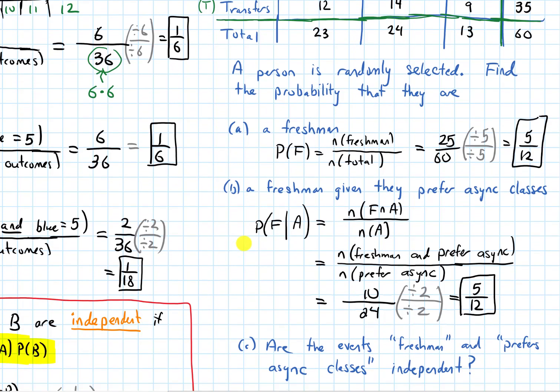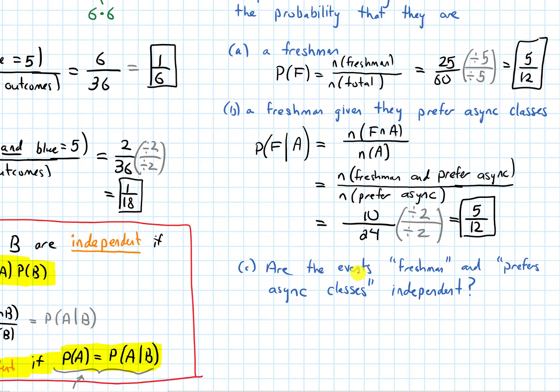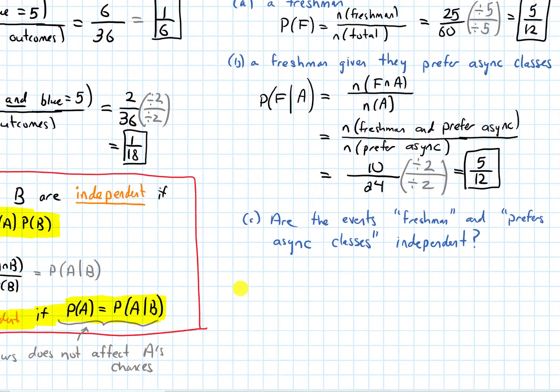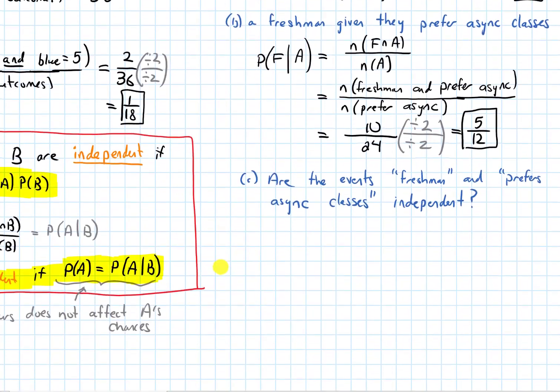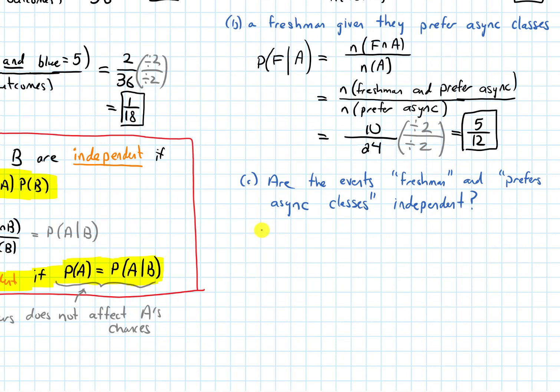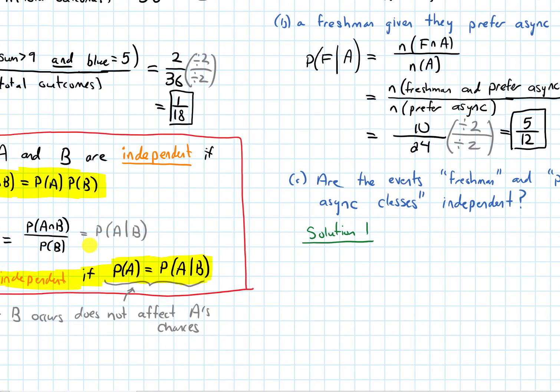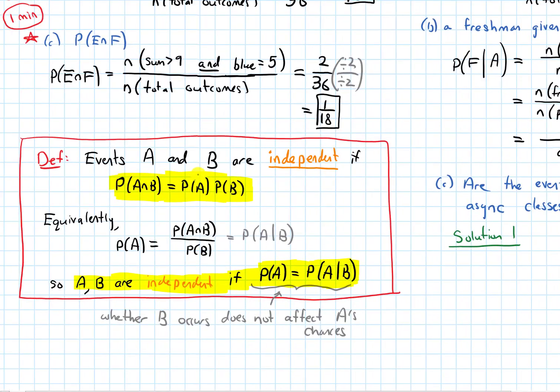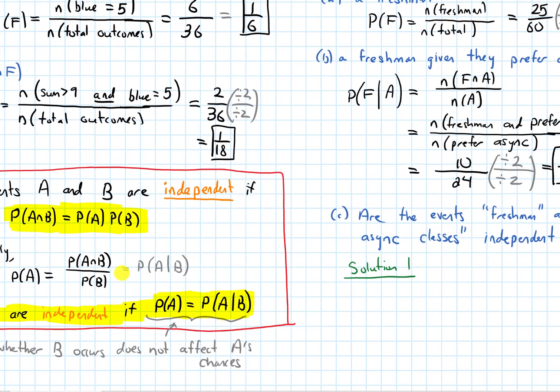So the last part of the question I'm going to ask is, are these two events, freshman and prefers async classes, independent? Let's talk about this in two ways, actually. So solution 1 first. As we saw in the last video, there are a couple of formulas I can use, either this one over here or this one down here, to check if my two events are independent. I'm going to start off by using the second one, just because I have a conditional probability like this already.